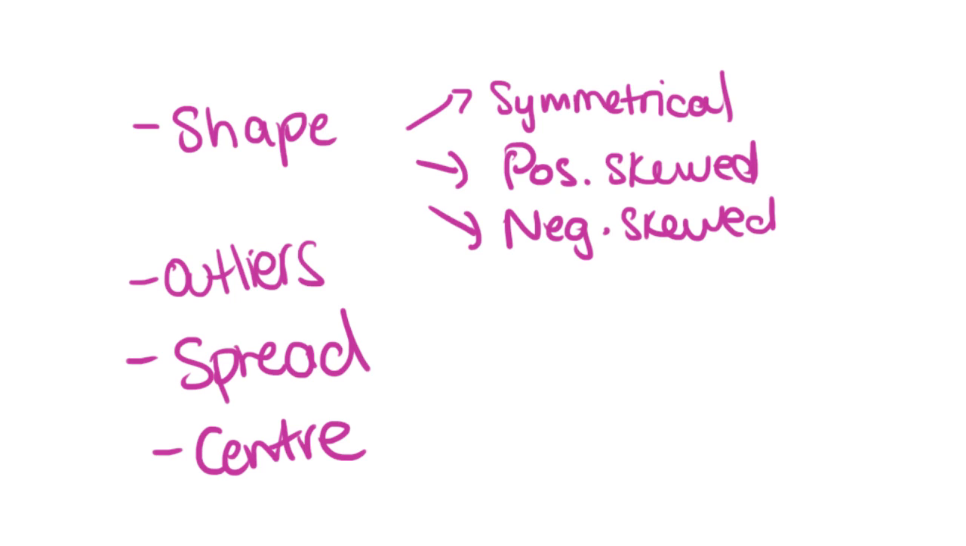So let's just run over some practice of describing distributions. Remember, the things you're looking for are the shape, whether it's symmetrical, positively skewed, or negatively skewed. Also, are there any outliers that you can talk about? How spread out is the data? And where is the center if you're comparing one distribution to another? So let's run through a few examples.